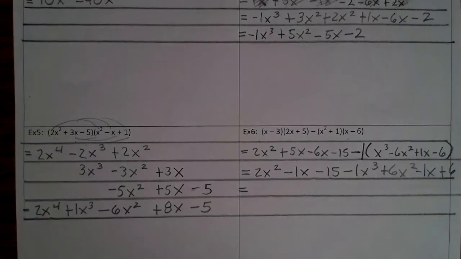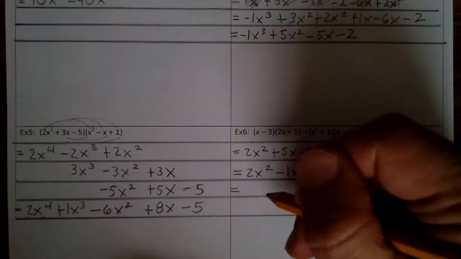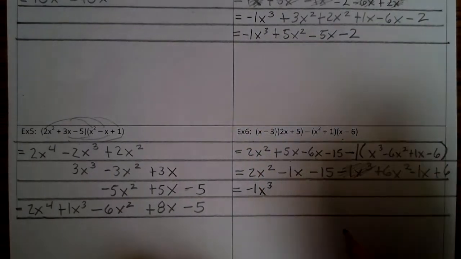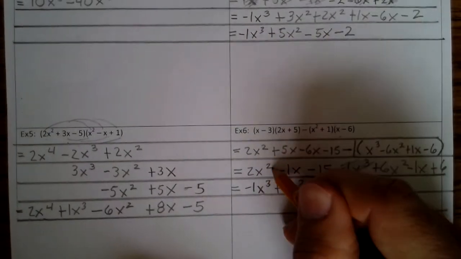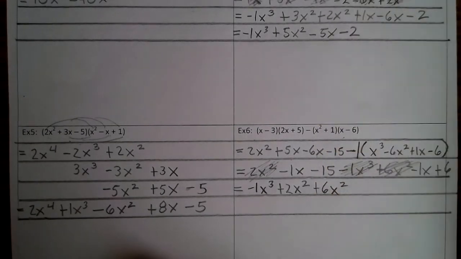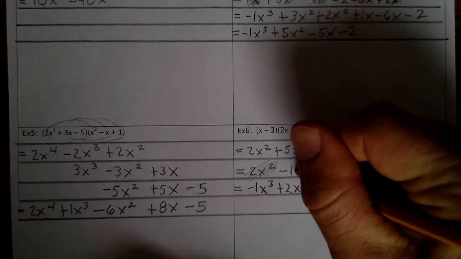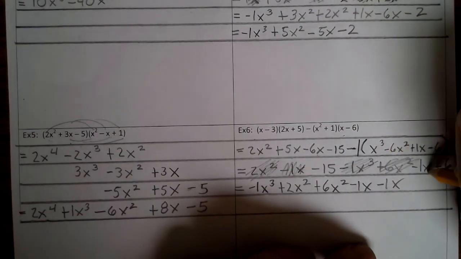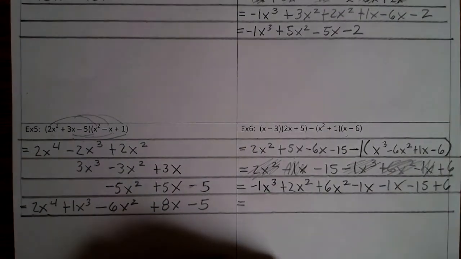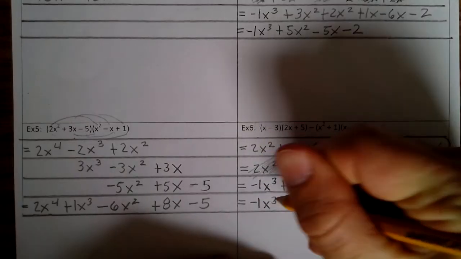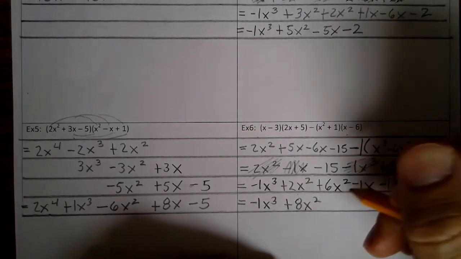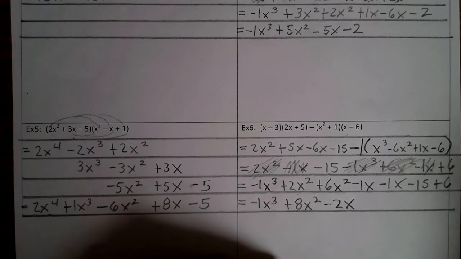So now we're going to go from highest to constant. So then that's negative 1x cubed. And again, I'll mark them out as we go so it's easier to see what we have. So then plus 2x squared, plus 6x squared, minus 1x, minus 1x, minus 15 plus 6. So then we have negative 1x cubed. 2x squared plus 6x squared is plus 8x squared, minus 2x, minus 9.